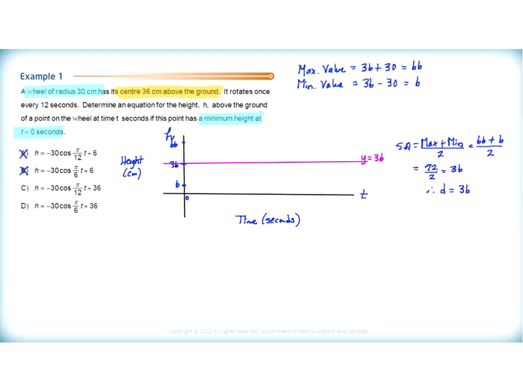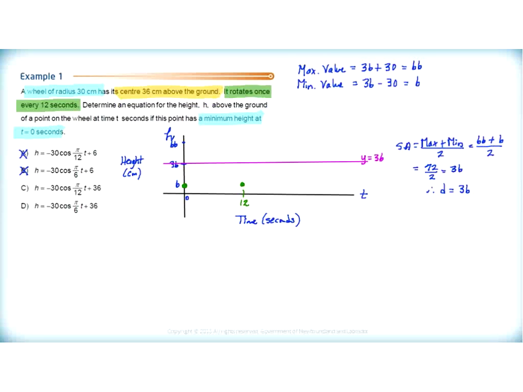We are told that the minimum height of this function begins at t equals 0 seconds. So the first point on this graph will occur at (0, 6). We are also told, and this is a very important piece of information, that the wheel rotates once every 12 seconds. So if it begins at (0, 6), then by the time it gets back to 6 again, it will be at 12 seconds. That will be another minimum point of the function, which occurs at (12, 6).